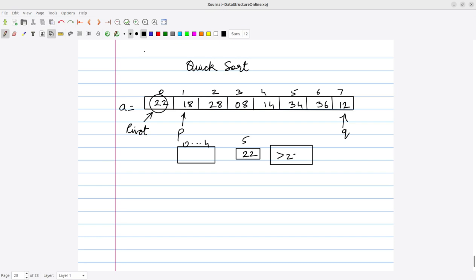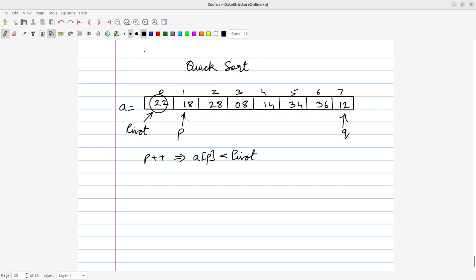What we have taken over here is the first element as a pivot element. Let me erase this so it will be a little bit simpler to understand. So the pivot element is 22, and we have pointer P pointing to index 1 and Q pointing to index 7. Now P will be moving towards the right. That means we will do P plus plus if and only if the element stored at P, that is A of P, is less than the pivot element.